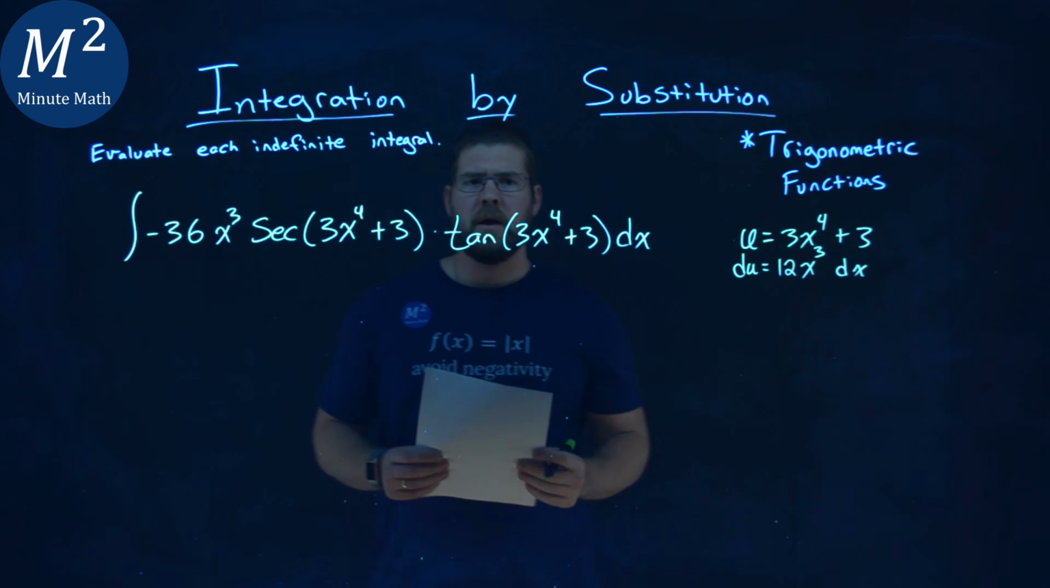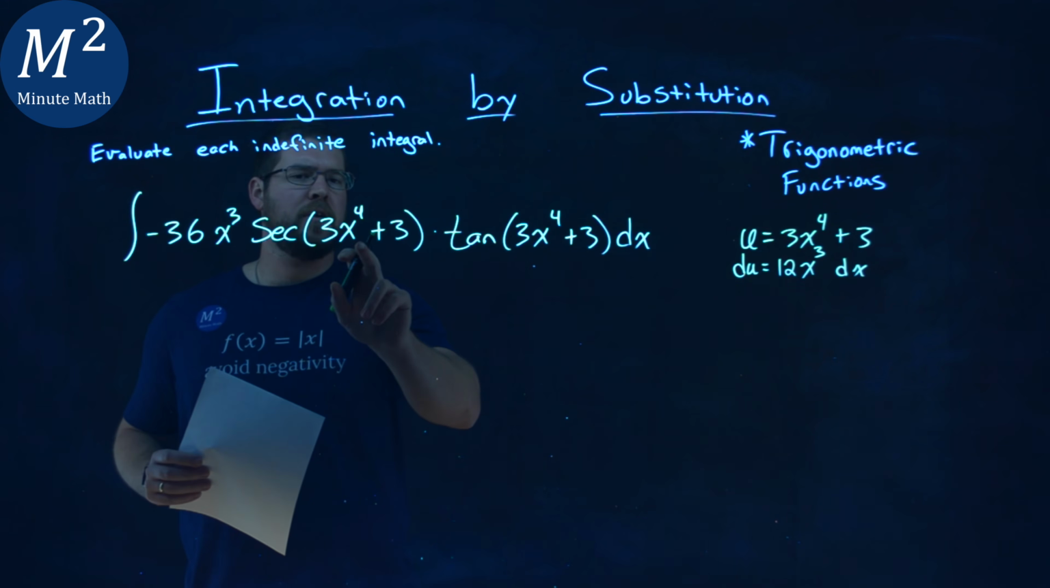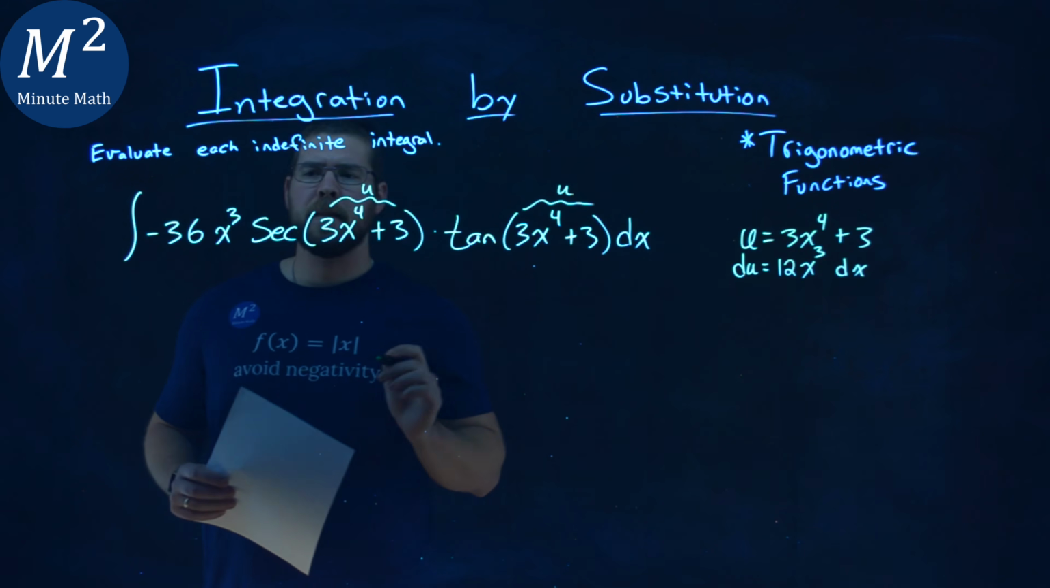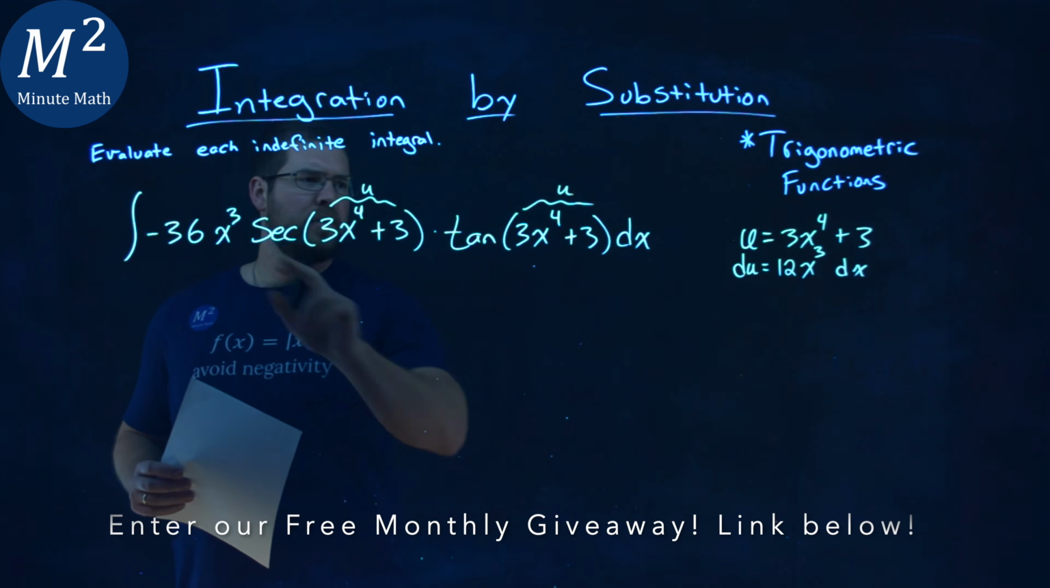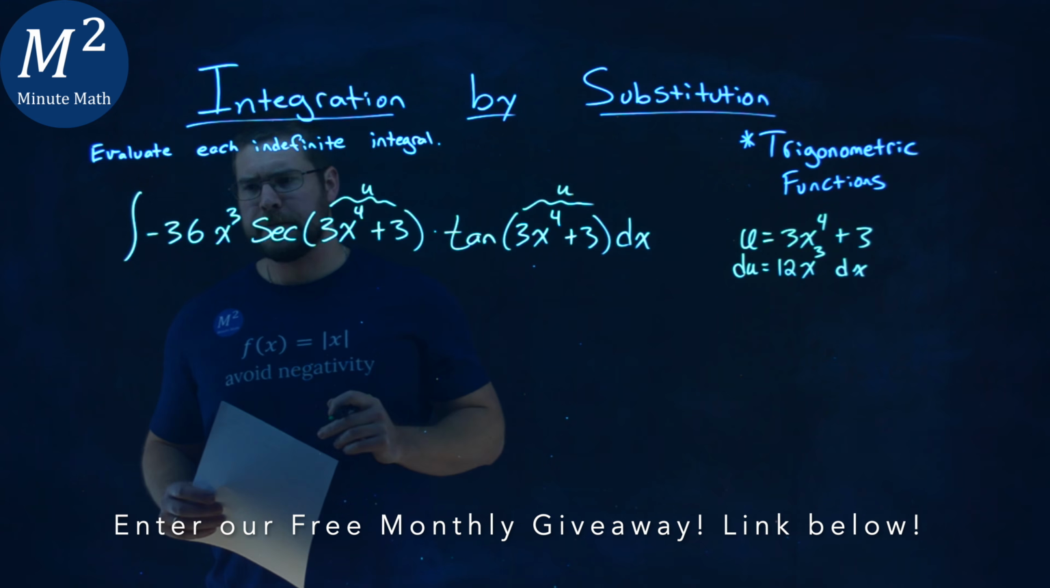And it looks like we're pretty close to what we have out front. We see a u can be here, inside here, and a u can go in here, and we're pretty close with the x to the third dx. We just have a 12 and a negative 36.